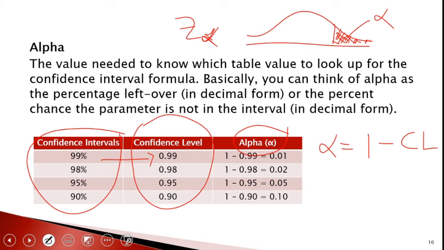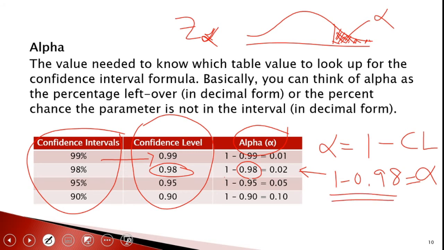For an example, let's pick the second one. 0.98 is your confidence level, this one. So 1 minus 0.98 is my alpha. Please remember this: there is a linear relationship between alpha and confidence level. So 1 minus confidence level equals alpha.